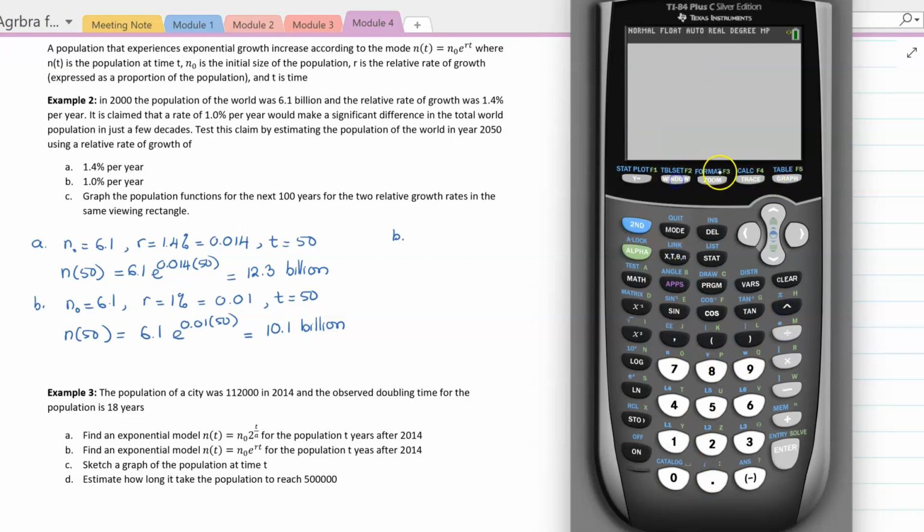And take a look at our window. We change it back to normal. So x min is still 0, max let's say 20, scale 5. Y min, we can't have negative people, so start with 0, and let's make y max 200. We want to graph the population for the next 100 years, so x max needs to be 100. Just to make it easier to look at on the graph, make it 120.